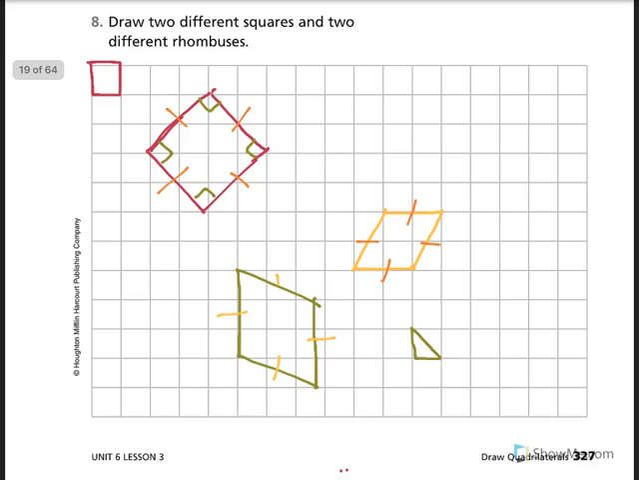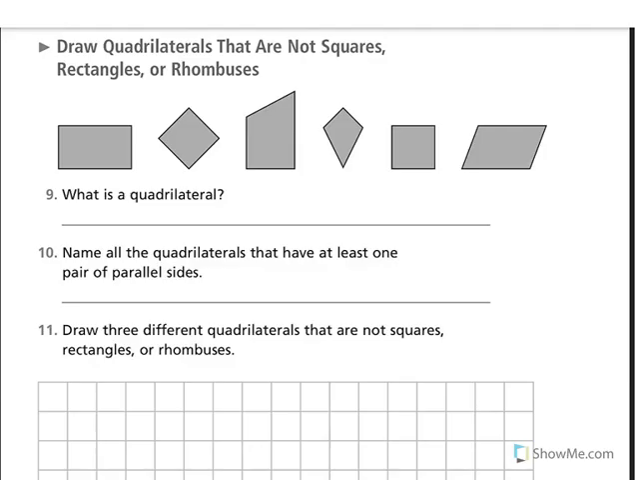Alright, so we're going to flip over to the next page. We're going to draw quadrilaterals that are not squares, rectangles, or rhombuses. So they can't have sides that are all the same length. They can't only have right angles. So quadrilateral is a what? Quad, what is quad remind us of? Yes, it's a four-sided polygon.